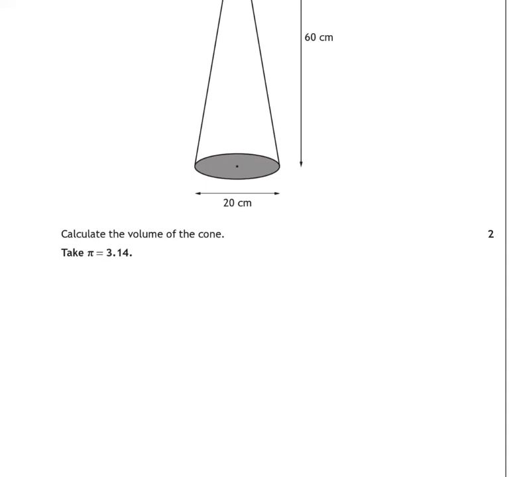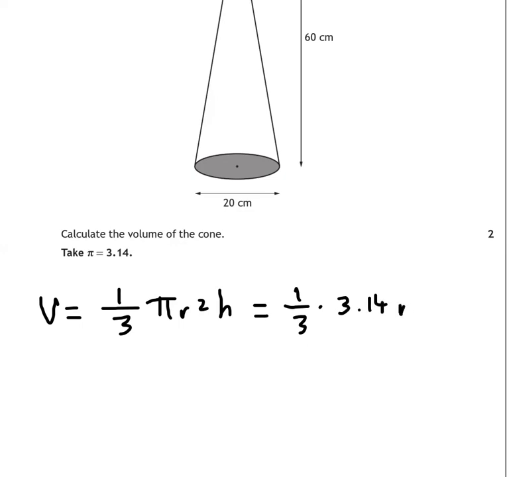Okay, so the formula for volume of the cone is V equals 1 over 3 pi r squared h. And we're told to take pi is 3.14, so that would become 1 over 3 times, I'll just write dot for times, 3.14, and then times r squared h.